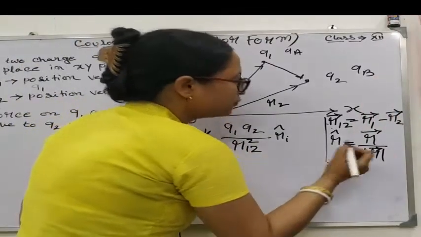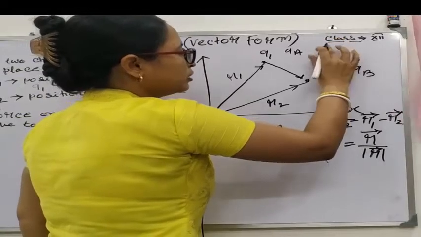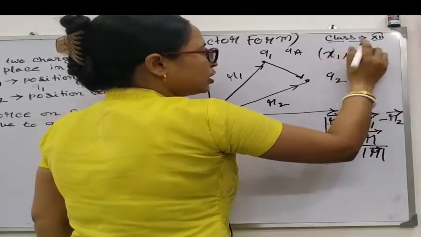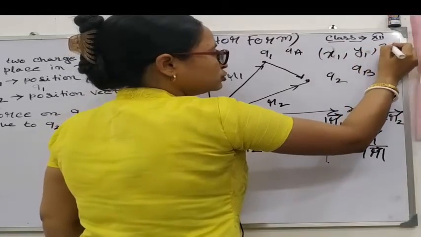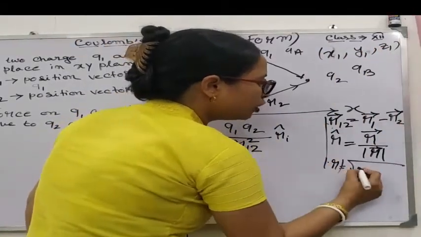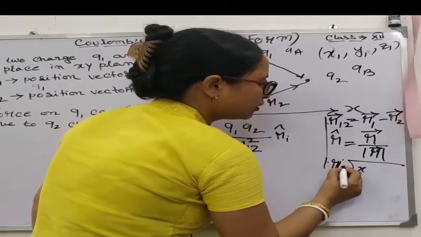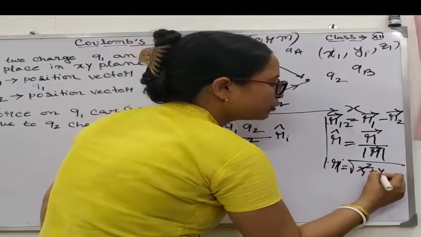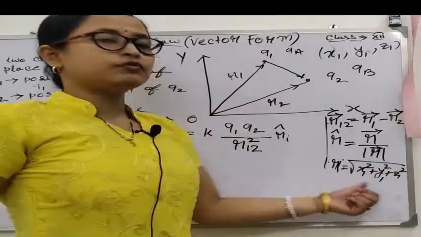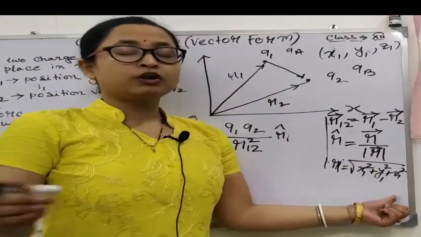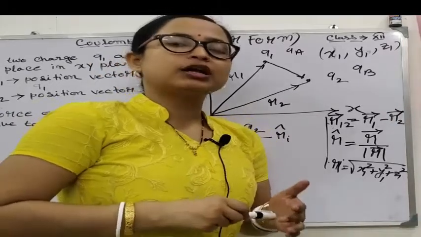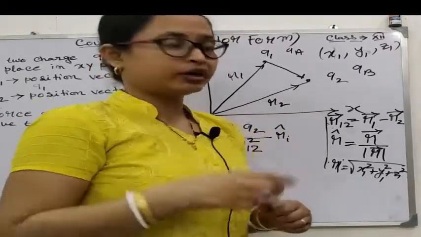Magnitude means, if there is a point A, for example (x1, y1, z1), then what will be the magnitude? It will be the square root of x1 squared plus y1 squared plus z1 squared. We have learned this, no? This is the formula to determine the magnitude of a vector. If you forgot this one, you can check your class 11 portion of vector.